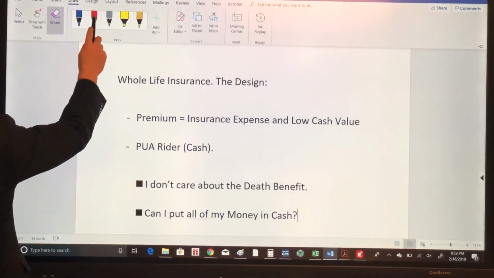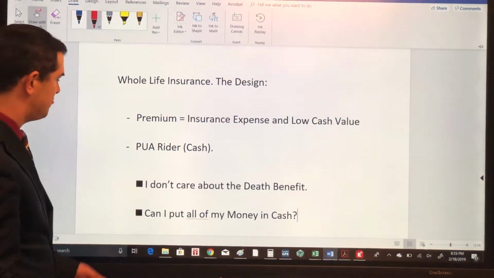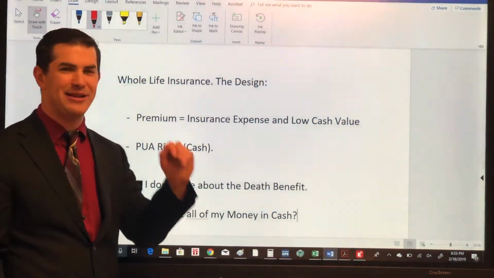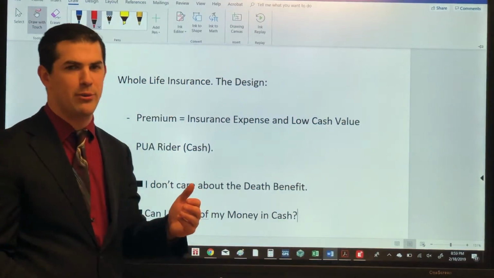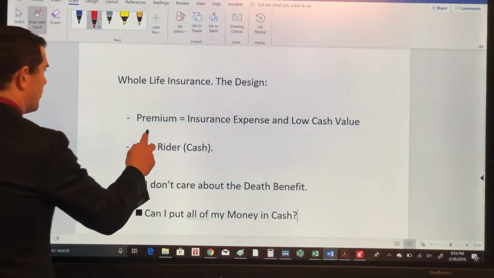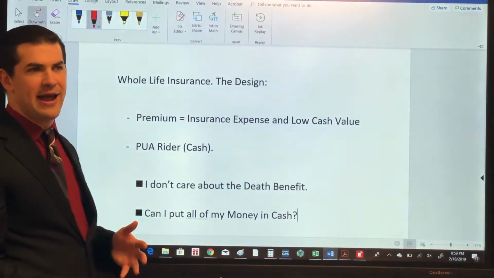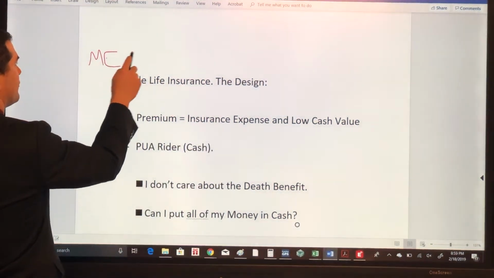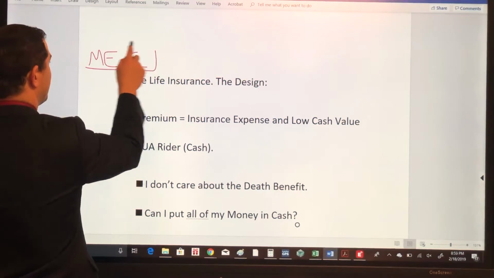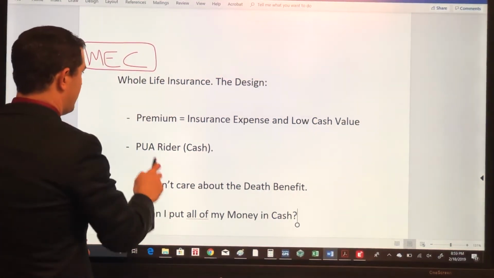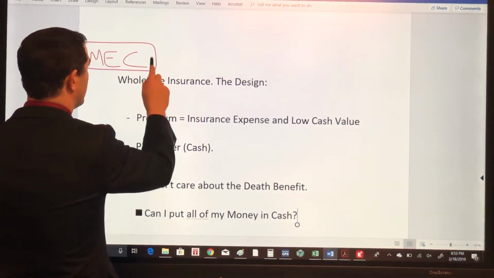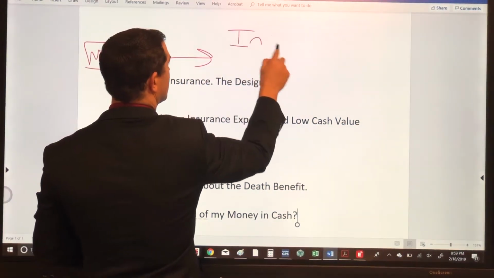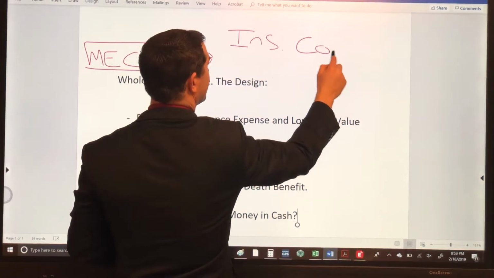So a question we get frequently is, how do I put all of my money into cash because I don't care about the death benefit? We get that quite frequently, and I get it. So we cannot put all of our money into cash, mainly because of a tax rule, MEC, which we've got other segments on. But the other reason is due to the insurance company.